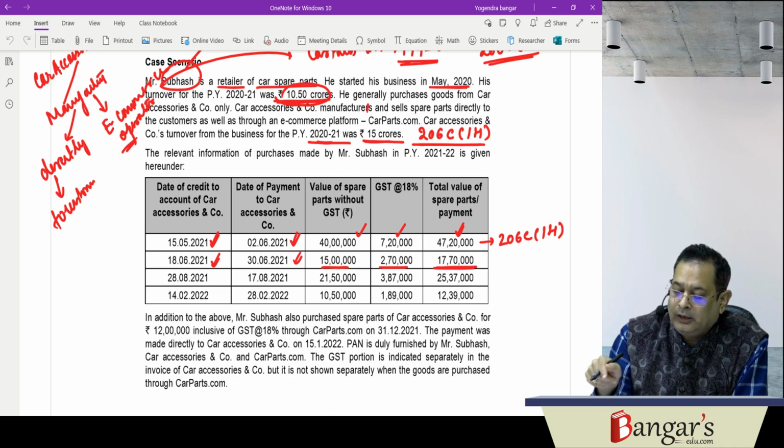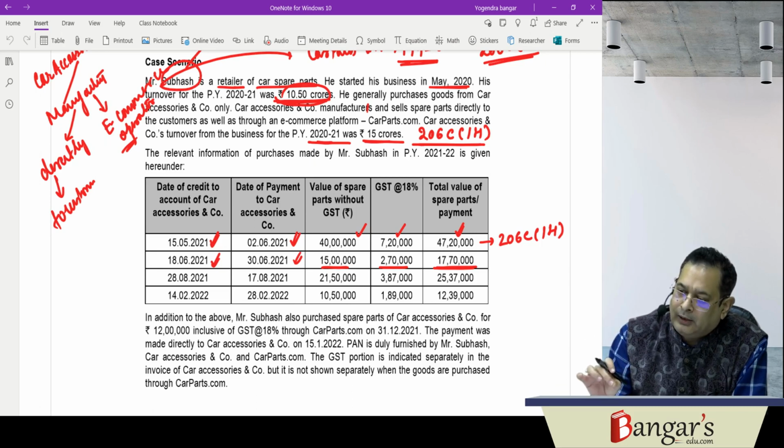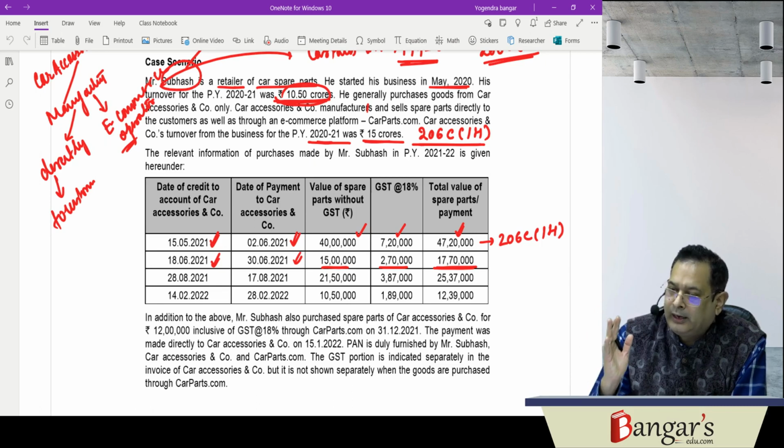But in relation to 194Q, a circular has been issued stating that if the GST element is shown separately, then tax will not be deducted at source on the GST element. Wherever tax is required to be deducted at source, it will not be deducted on the GST element if it is shown separately in the invoice. Now this is relating to TCS.